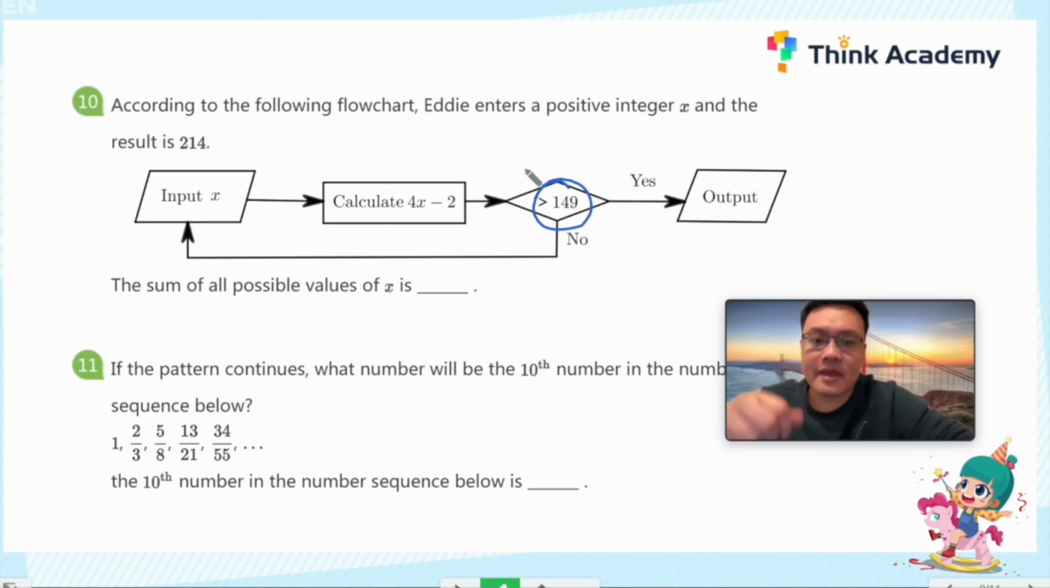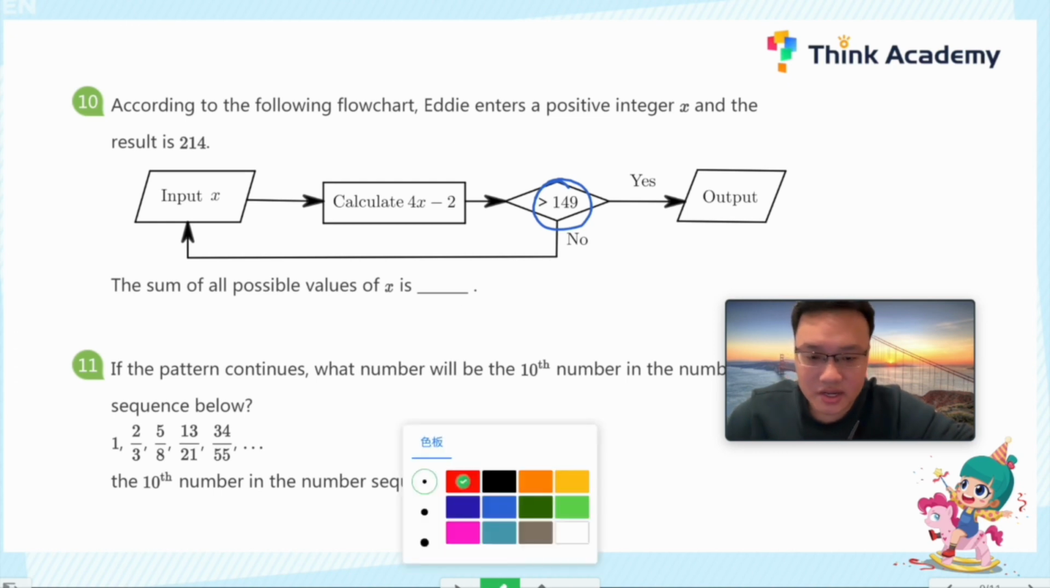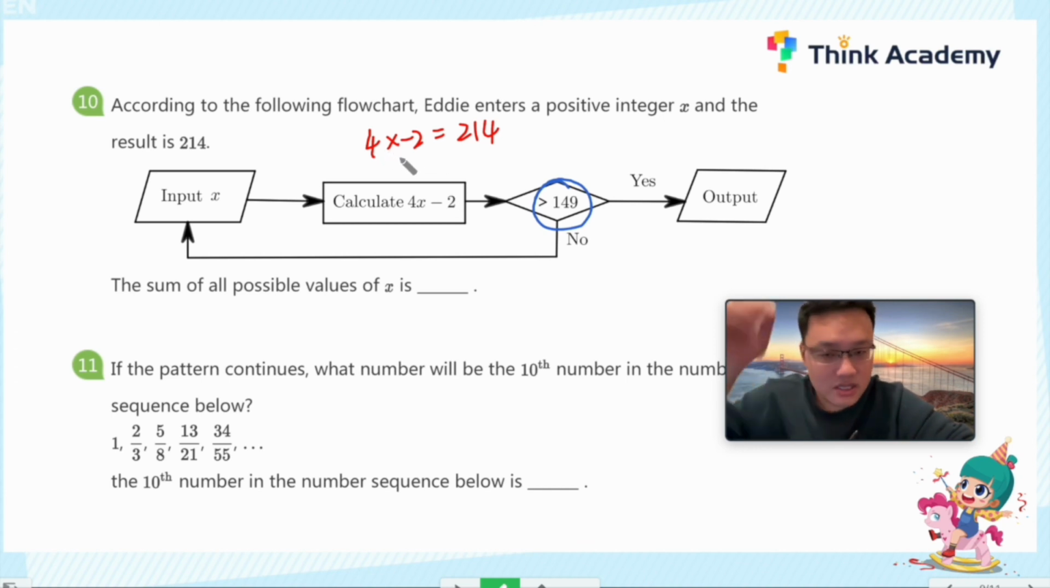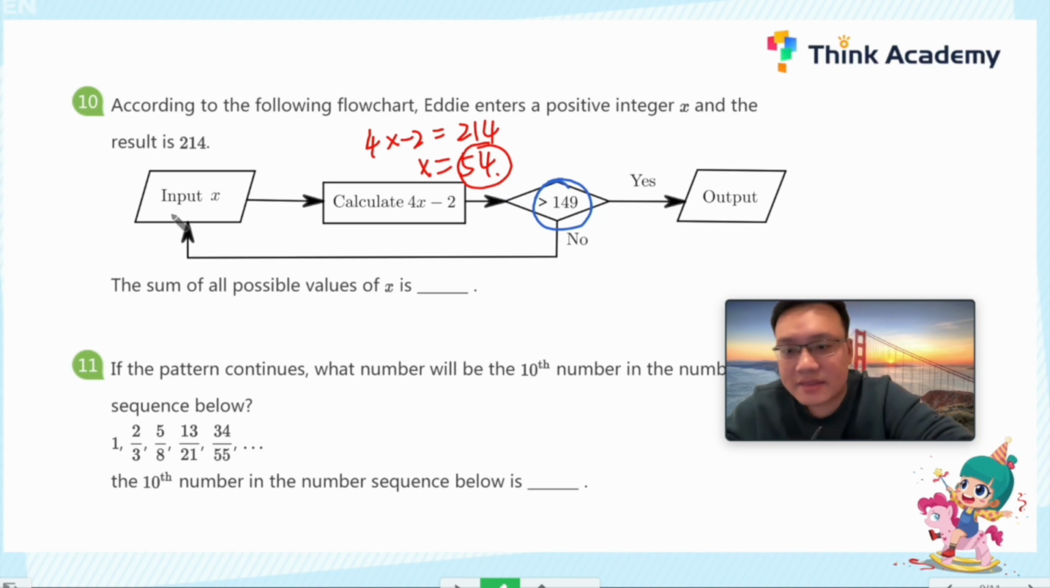So if you want to get 214 directly, that is just this equation, 4x minus 2, you get 214. And then you solve that equation, right? 4x equals 216, and then x equals 54. So that means, guys, if you input 54 at this stage, you're gonna have 214. That will be the output.